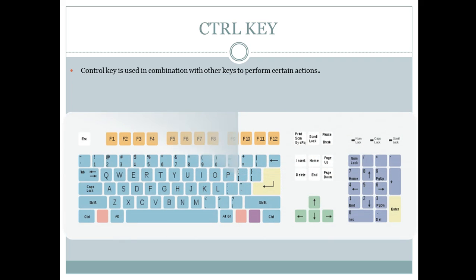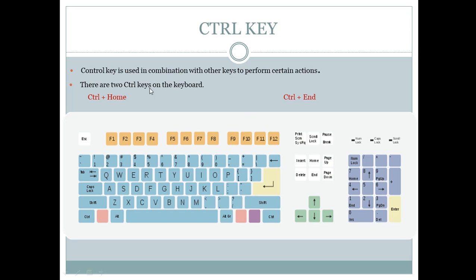The next key is the control key. The control key is pressed in combination with other keys to perform certain actions. There are two control keys on the keyboard. This is the first control key and this is the second control key. We can use these two combinations as an example to understand the control key.